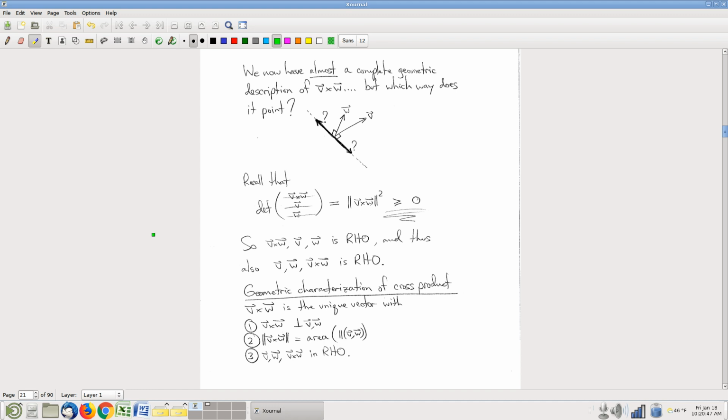What we ended up with, in fact, was a complete geometric characterization of the cross product. It was defined algebraically. Now we can give an equivalent characterization using only geometry. So let's just remind you of these facts that we know about it. The cross product has the following characteristics that are unique to the cross product.